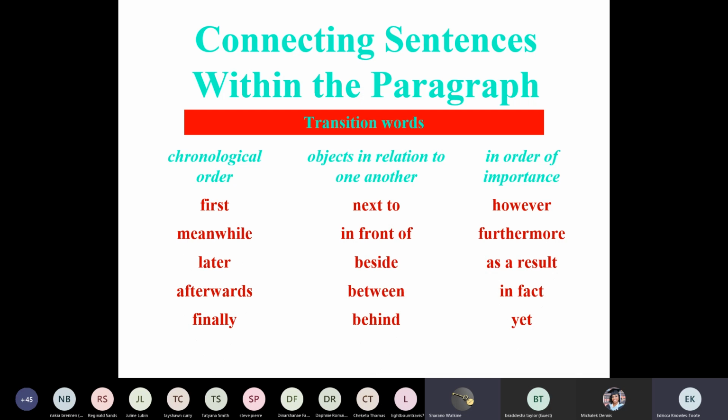Okay, let's talk about connecting sentences within the paragraph. And we use transitional words or phrases. Can anybody give me some transitional words or phrases? We use these when we want to connect sentences within a paragraph.